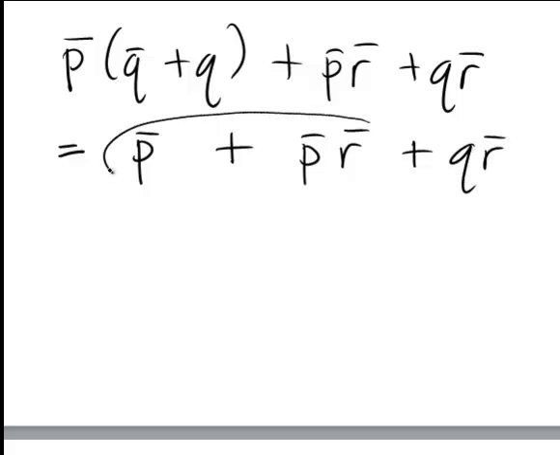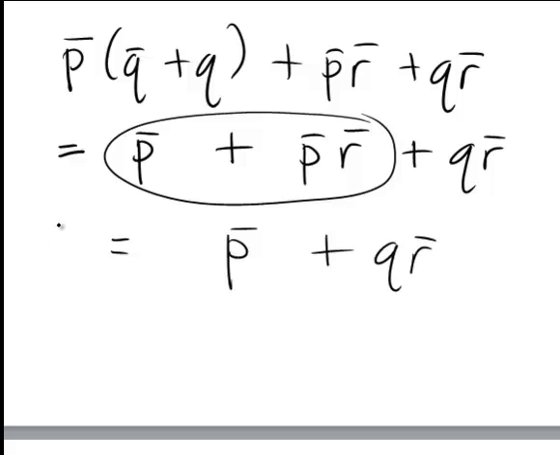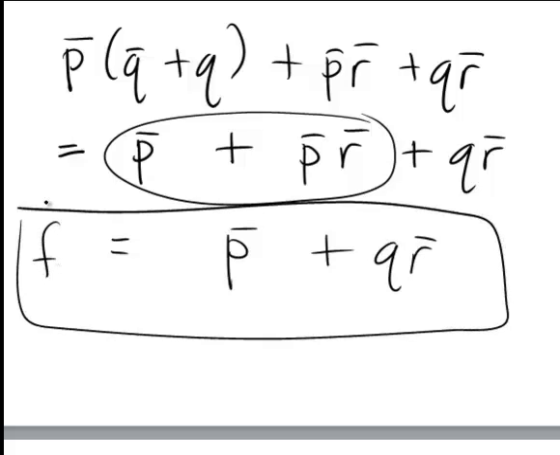And look at this part here. We have p-bar on its own plus p-bar r-bar. And when we have that, that actually just simplifies down to be p-bar, so that we now have the following expression for our Boolean function f, and this in fact is the most simplified expression possible for f in this case.